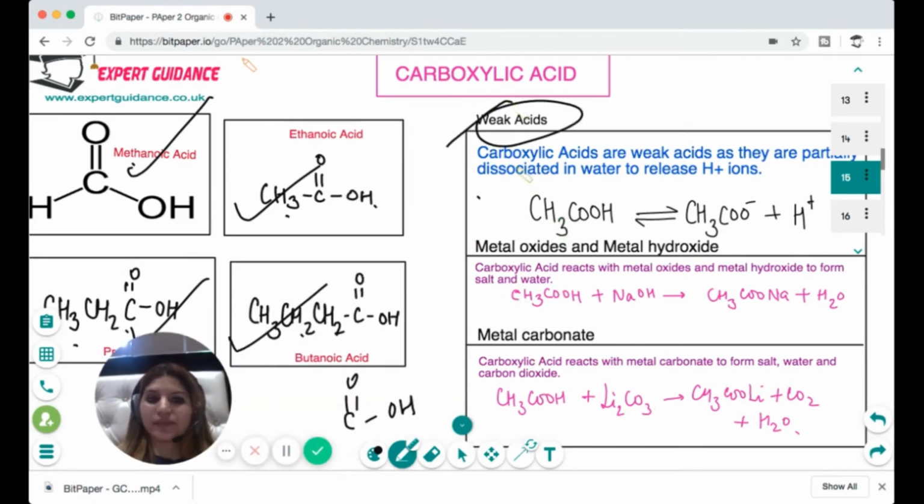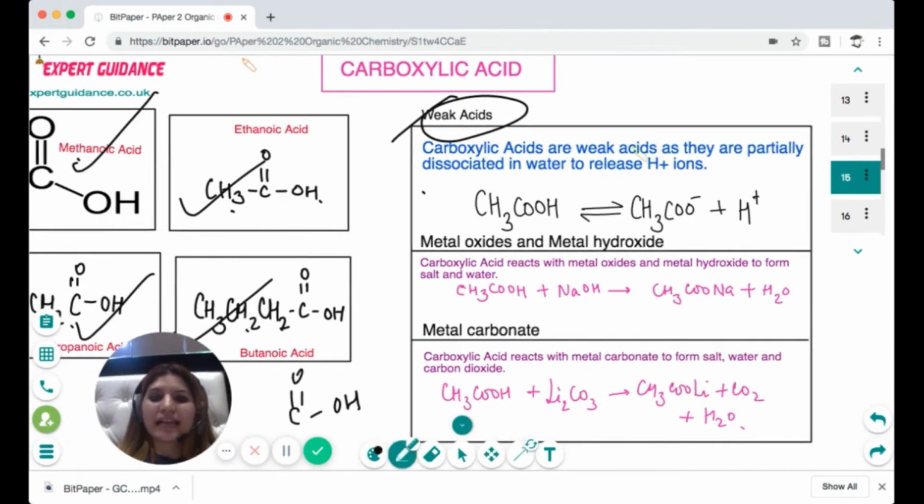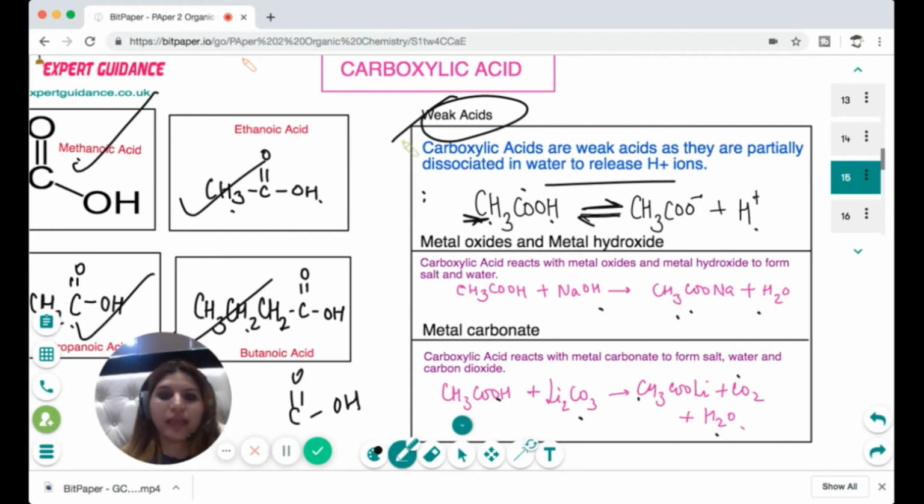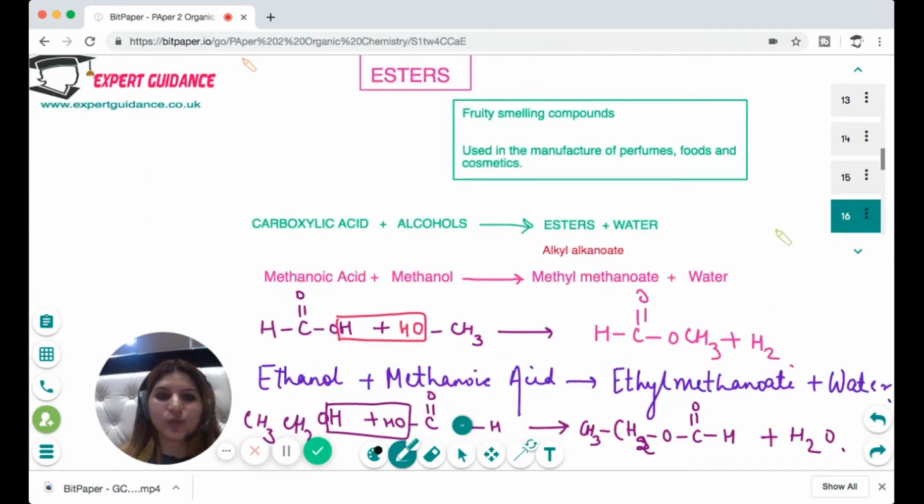Now, carboxylic acids are considered weak acids, and they'll ask you in the exam why it is a weak acid. So you have to give this definition: weak acids are those which are partially dissociated in water to release H plus ions. And then you have to give this equation, CH3COOH breaks into CH3COO minus plus H plus. Now, since it's an acid, it reacts with metal oxides and hydroxides to form salt and water, and it reacts with carbonates to form salt, carbon dioxide and water. Okay, so I hope you remember these reactions and why carboxylic acid is a weak acid.